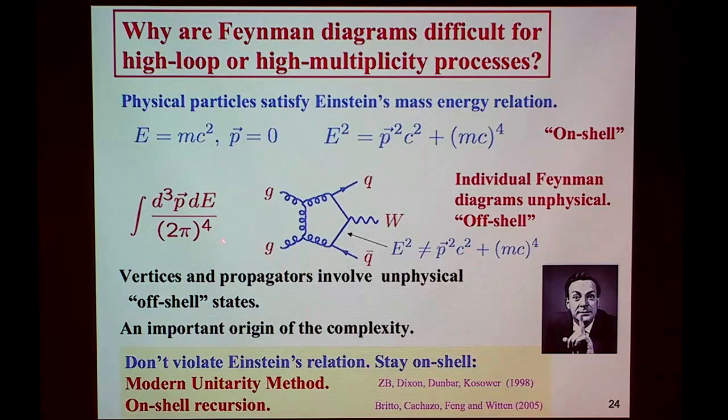And when we look at the Feynman diagrams, the instructions are to integrate over all energy momenta, and that violates Einstein's relation. Now, that probably sounds like a bad thing. You don't want to violate an Einstein relation. I wouldn't do that. And in fact, that's the source of the problem. What happens is the individual diagrams are not physically meaningful. And if you can figure out a way of doing things where you don't violate Einstein's relation, then you can do better. There's something we call the modern unitarity method, on-shell recursion. And those have been very helpful ways of looking at scattering amplitudes.